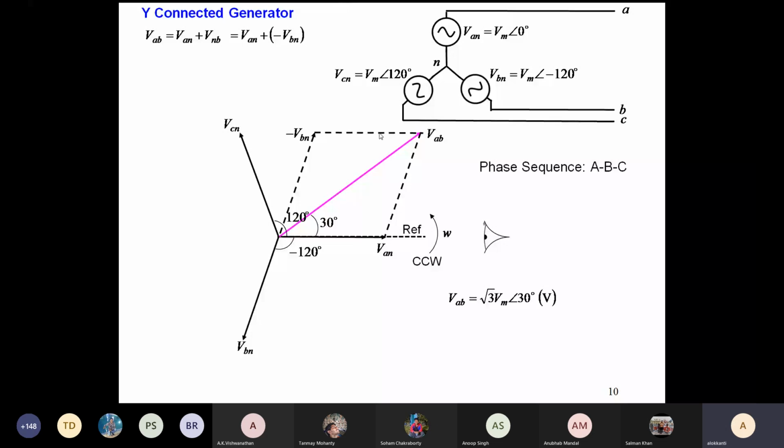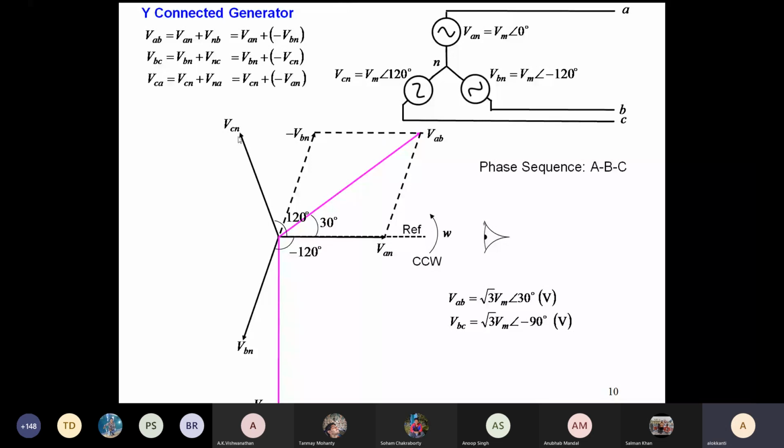Similarly, you can find VBC, which is VBN plus VNC, where VNC is minus VCN. To do that, you reverse VCN and then add it to VBN. And again, VBC is root 3 times VM, at an angle of minus 90 degrees. Similarly, VCA equals VCN plus VNA, which is VCN plus minus VAN. So you keep VCN and reverse VAN, and then do the addition, which will eventually look like this.